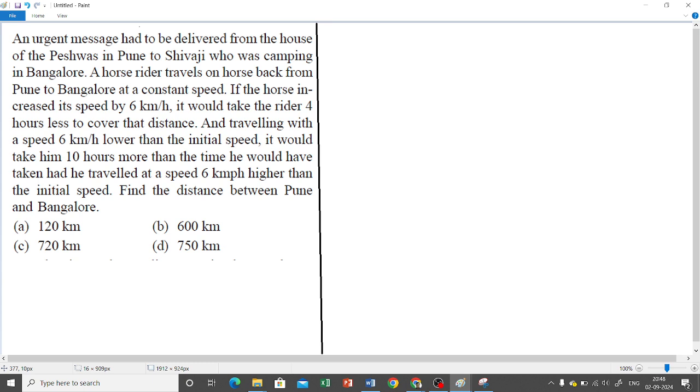A horse rider travels on horseback from Pune to Bangalore at a constant speed. Fine. So let me take the original values first. Okay, original values. So the distance is d. Right, the distance, sir, is d.